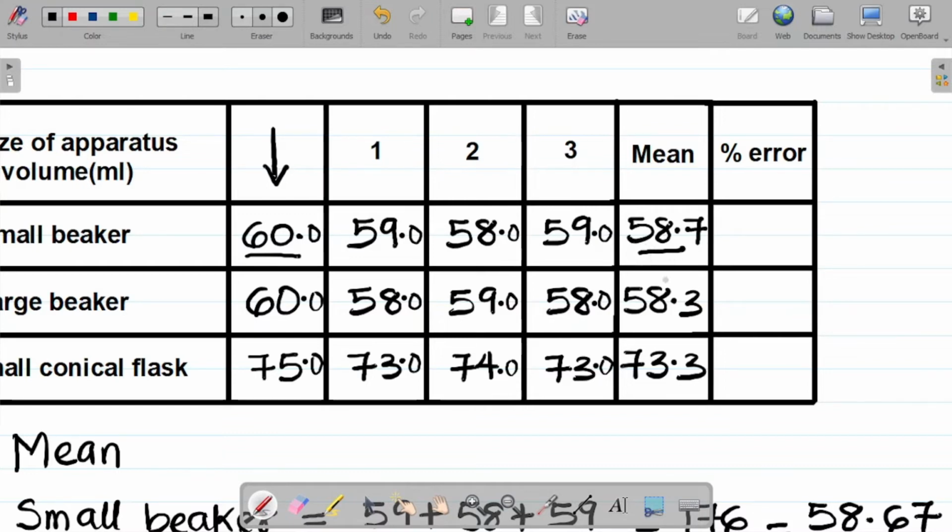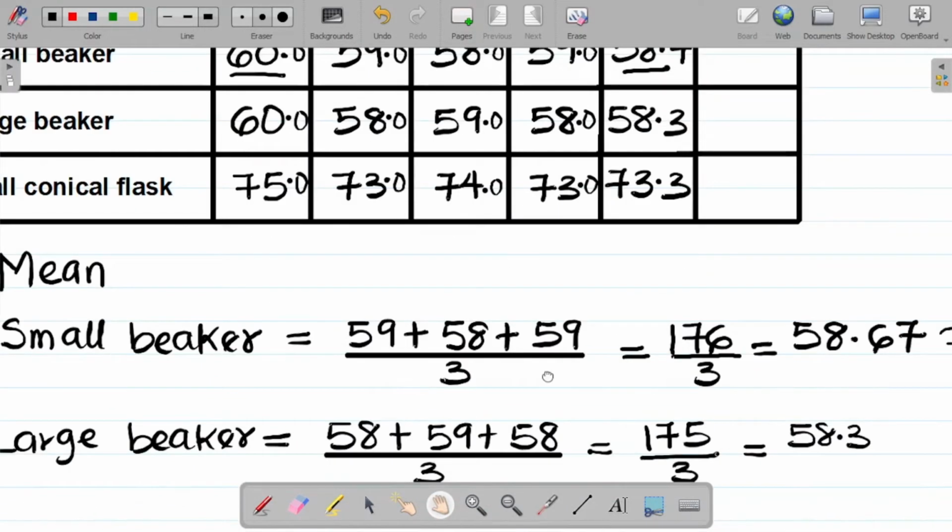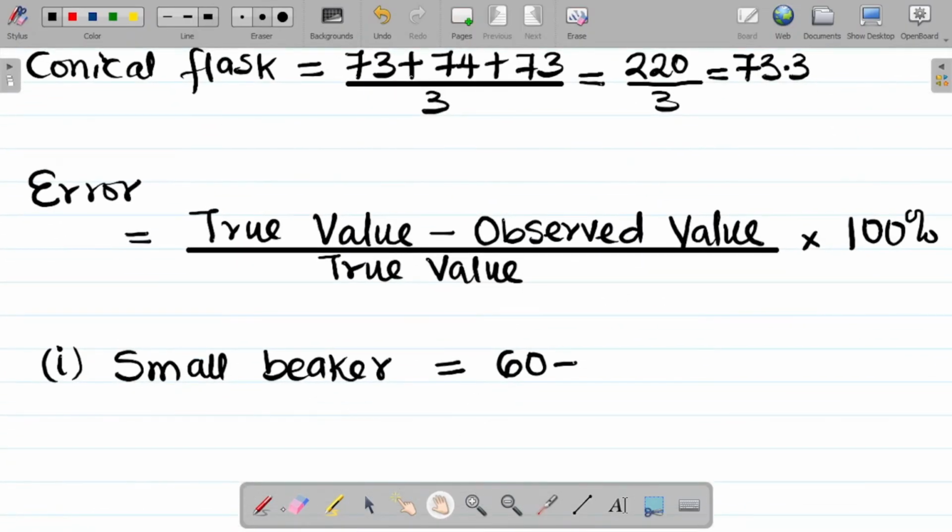So use their mean instead. So your observed value becomes their mean, which is 58.7. So it becomes 58.7, so this minus 58.7, all over the true value. The true value we said is 60 for the small beaker. So all over 60 times 100%. All right, so let's solve this.